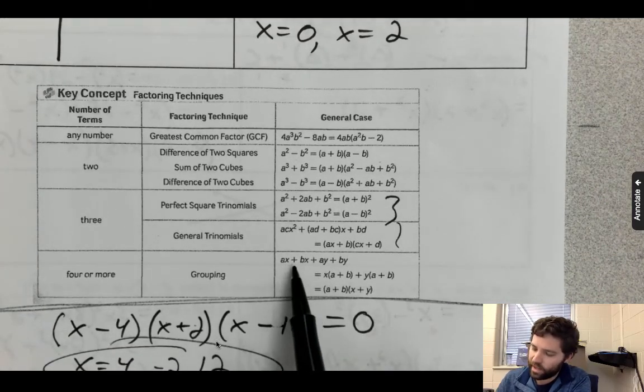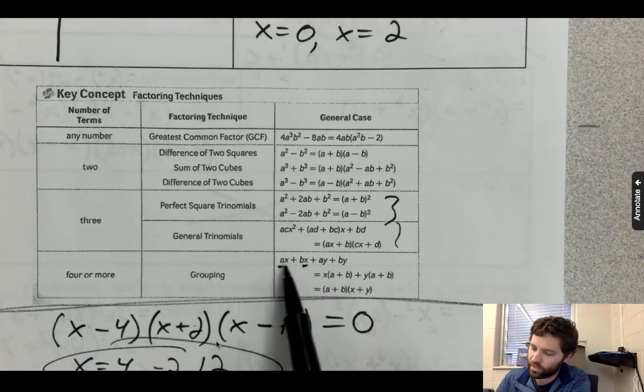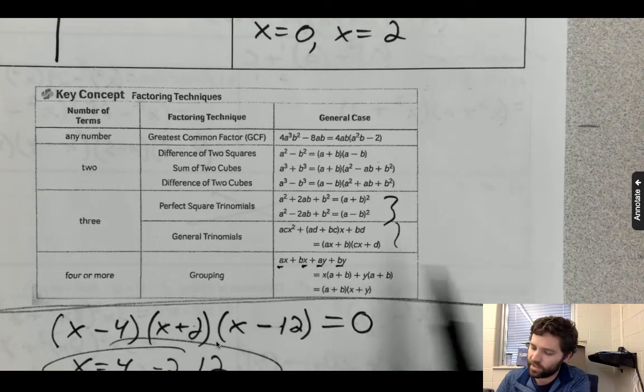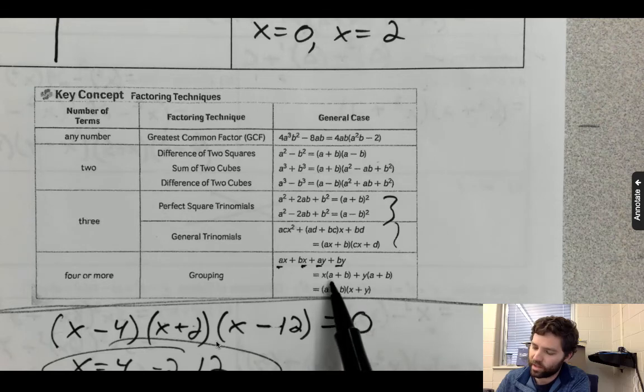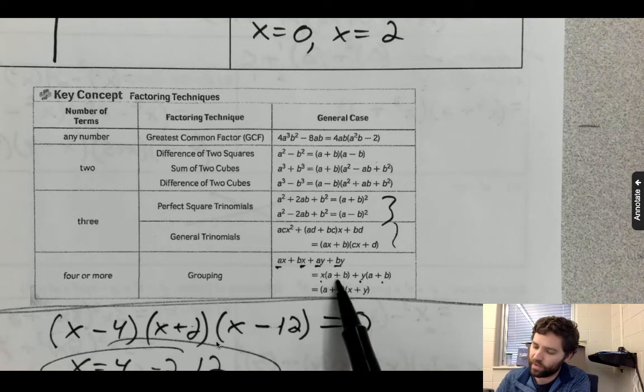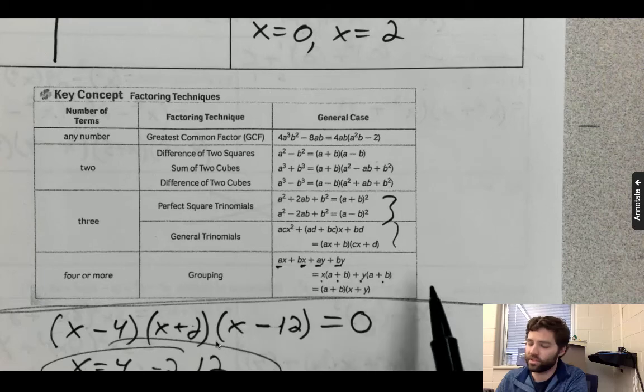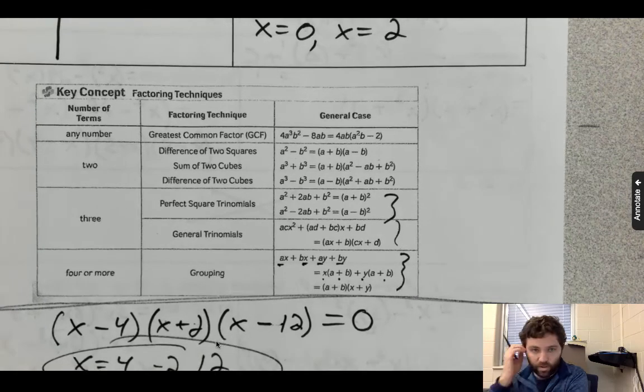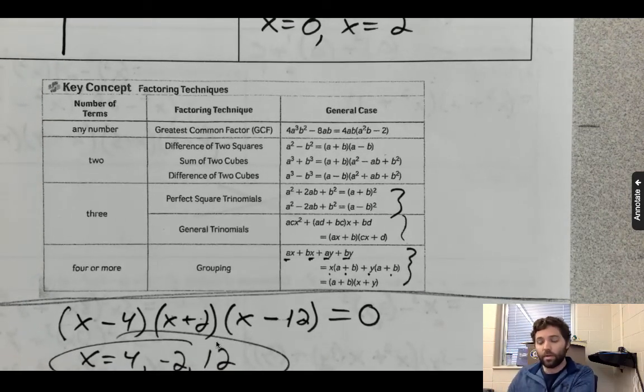So basically the idea is you've got 4 terms, and you factor something out of the first 2, and you factor something out of the second 2. So you get like x out of the first 2, y out of the second 2, and then you factor the a plus b out of both. So if you divide out a plus b from both of these, you get a plus b times x plus y. This one doesn't show up very often, so I'm not making a big deal about it in the notes here. But that one is there as well, because it does very rarely show up.